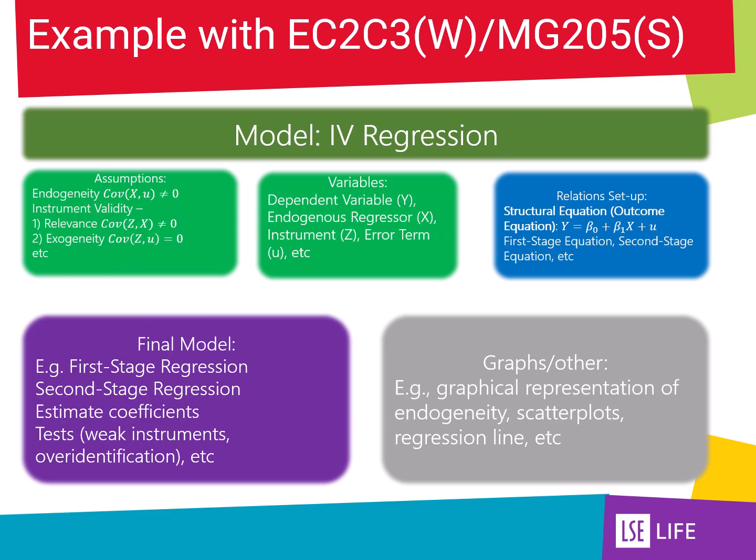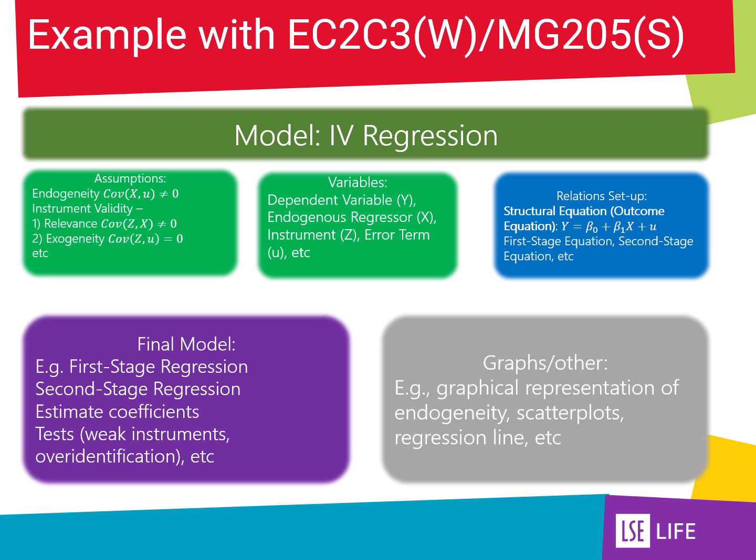The next example is from EC2C3, and this is the instrumental variable regression. Some very important assumptions for this type of regression: endogeneity, where covariance between x and u is not equal to 0. Instrument validity. This could be relevance, covariance between z and x not equal to 0. Exogeneity, covariance between z and u is equal to 0, etc. Again, these are rules of your world.